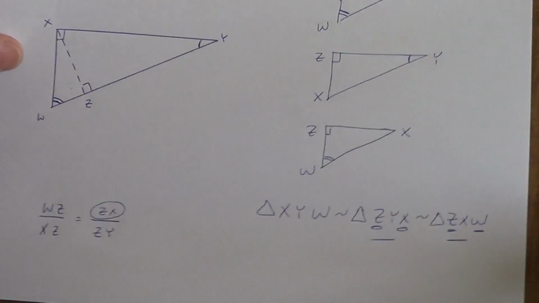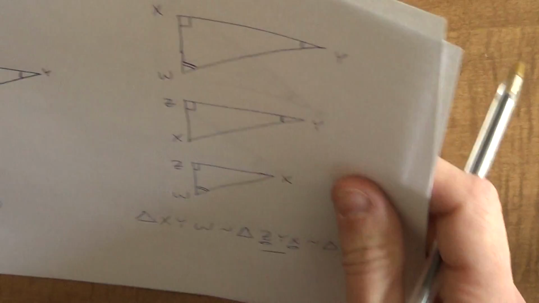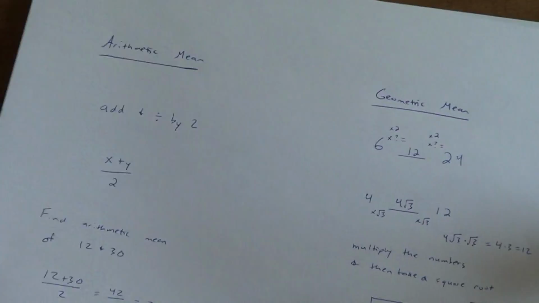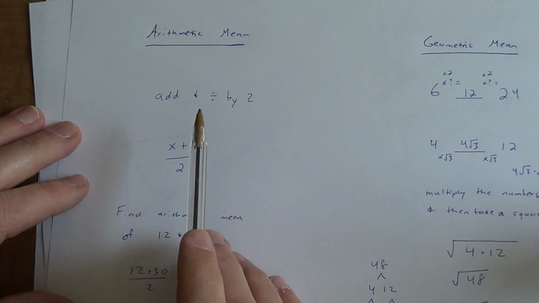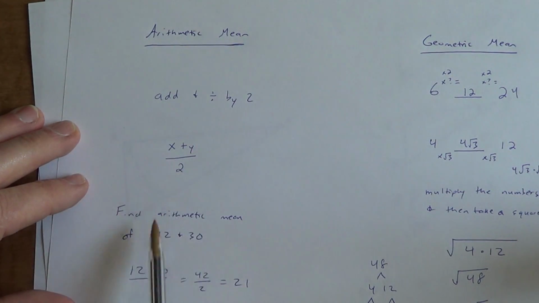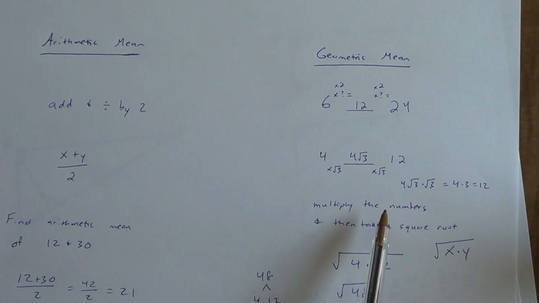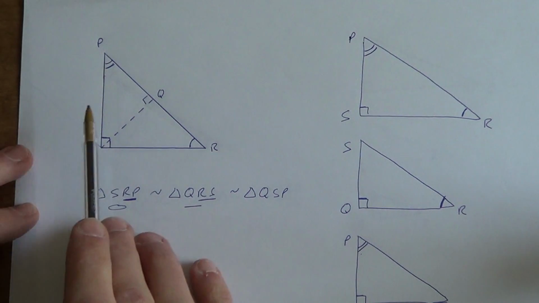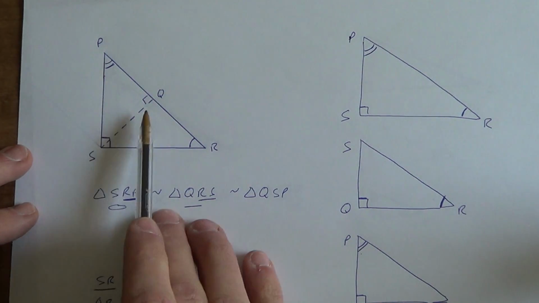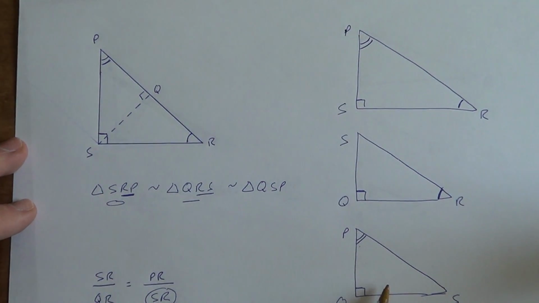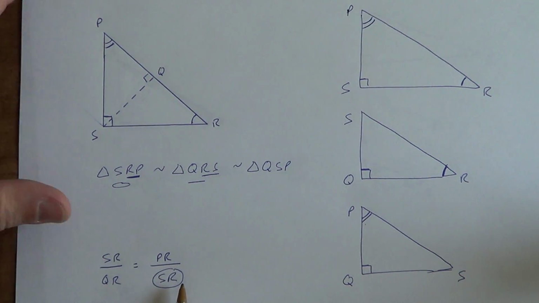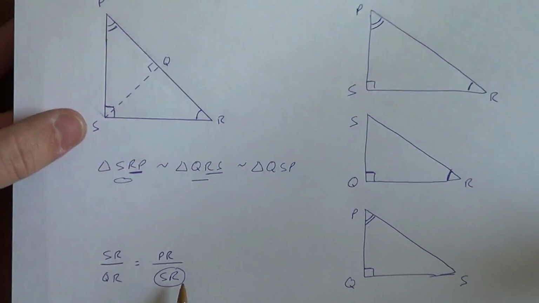Okay, so from this video, you need to know how to do arithmetic mean. Arithmetic mean, add, and divide by 2. Okay, very simple. Geometric mean, multiply and take a square root. And then the other thing you need to know how to do in this lesson is to take a triangle with an altitude, separate it into 3 triangles, write a similarity statement, and solve for a missing piece of a proportion. If you can do that, you're good with the first half of the lesson.